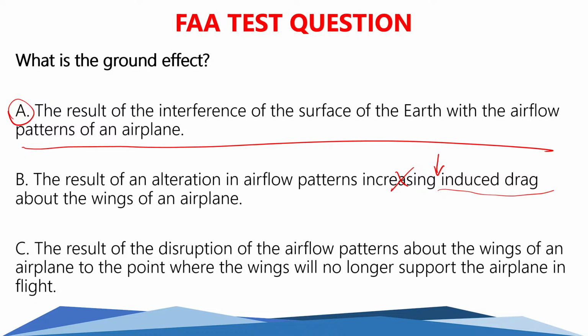And C is incorrect because the disruption of the wingtip vortices actually increases lift, it doesn't decrease lift. Right here, it's saying that the wings will no longer support the airplane, which means it decreases lift. In this case, it's actually increasing lift. All right. Good job, everybody.